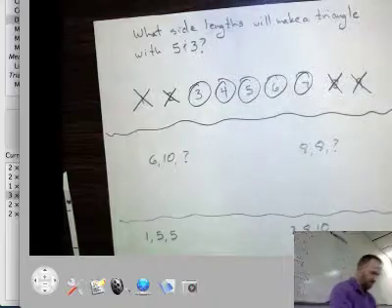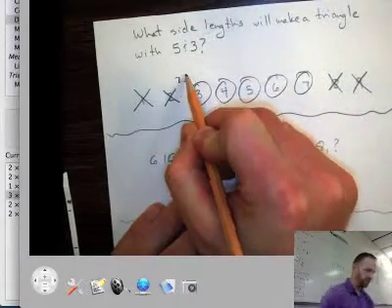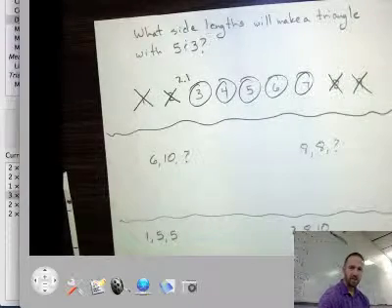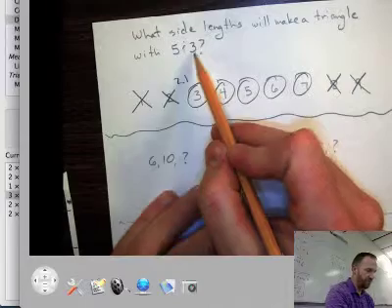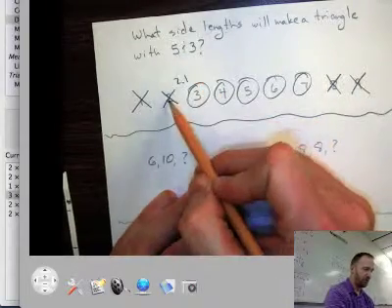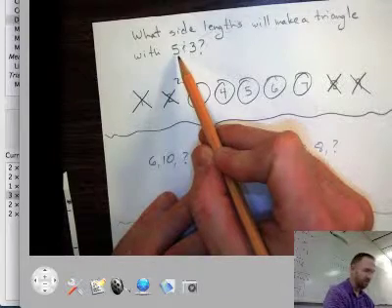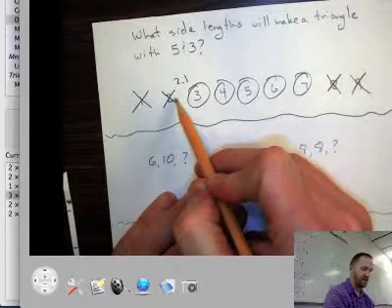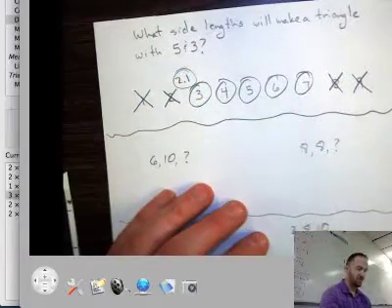So I wonder if 2.1 will work. And it actually will. Remember when we tried the 2, the 3 and the 2 just made a straight line with the 5. So as soon as you get that third side bigger than 2, it's going to work. It's going to be a skinny triangle, but it is going to work.